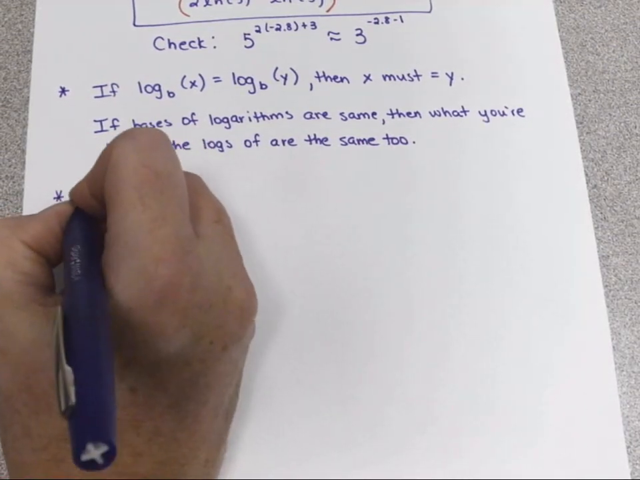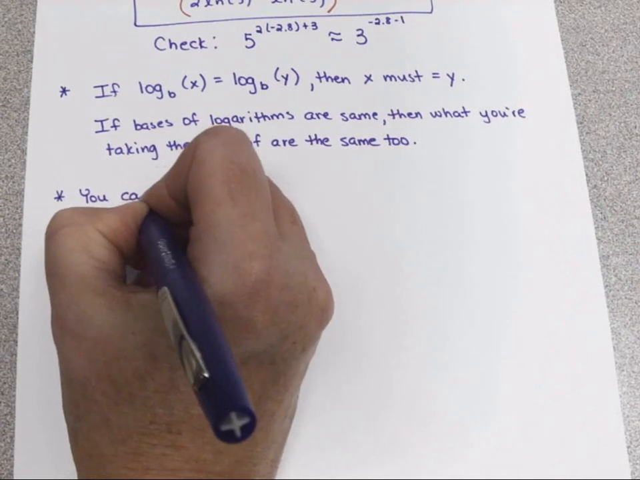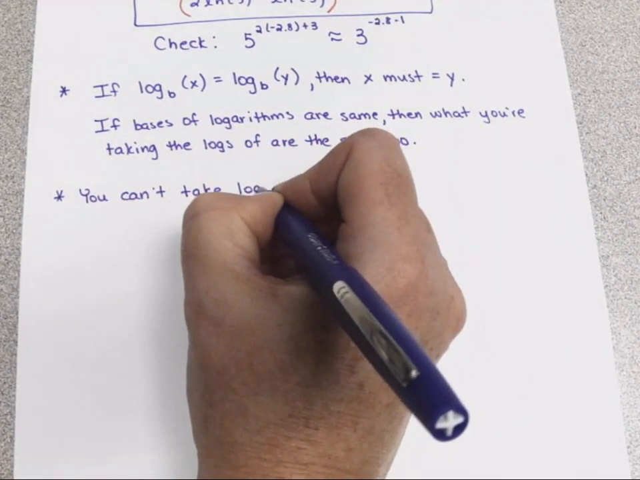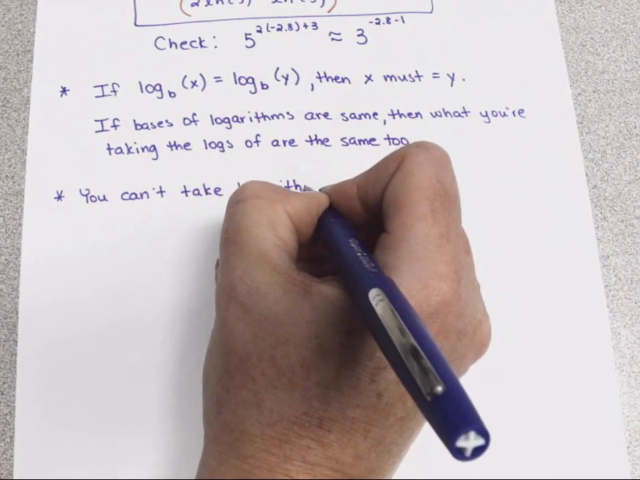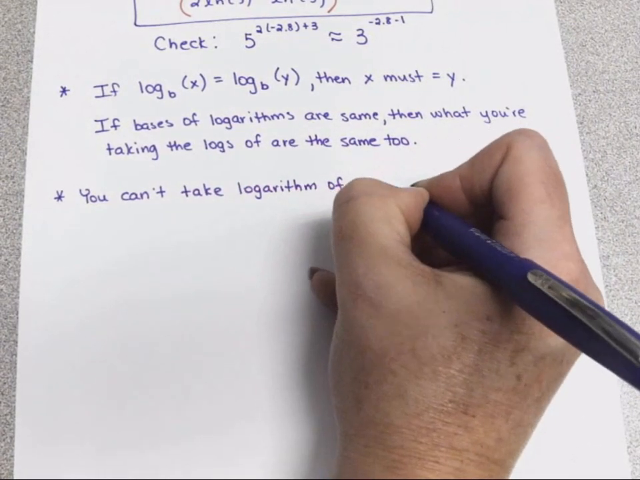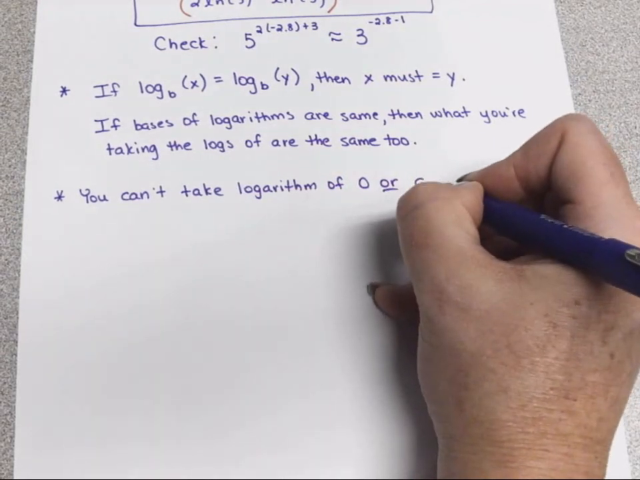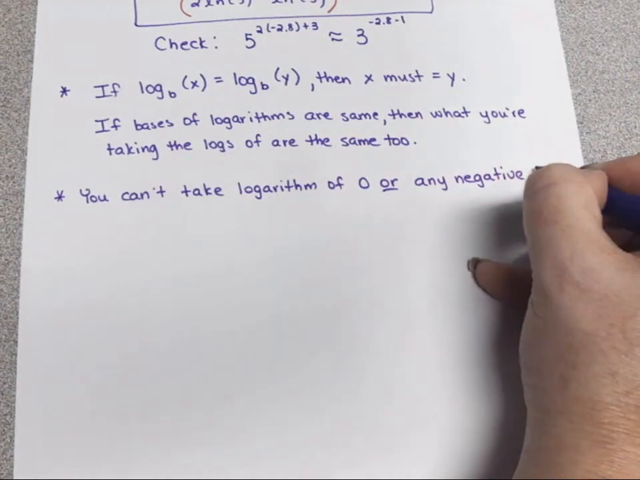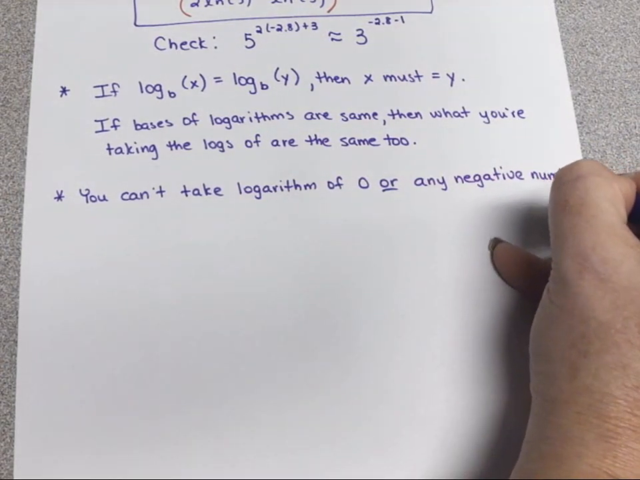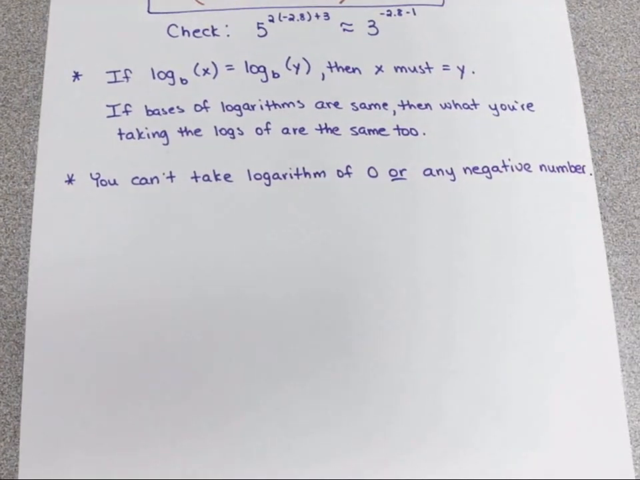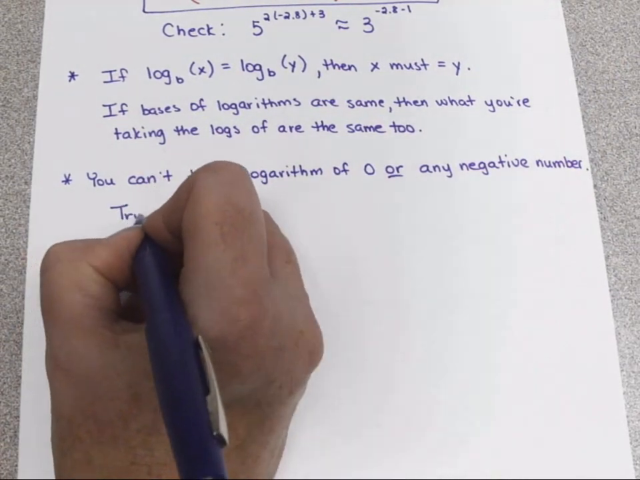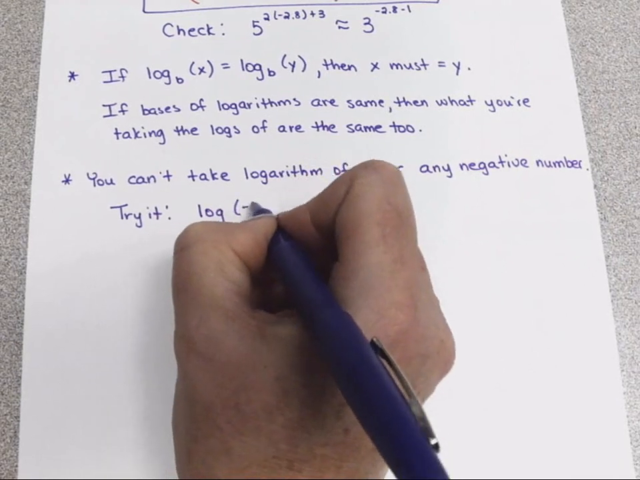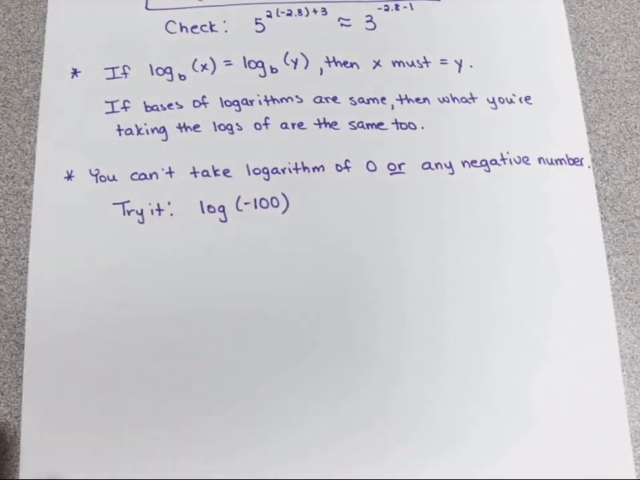We've already talked about this, I think, but just to make sure, you can't take the logarithm of 0 or any negative number. If you try to do it, it's going to give you an error on the calculator. But let's talk about why it really doesn't work at its core. Let's try one that would not work on our calculator, and we'll talk about why.